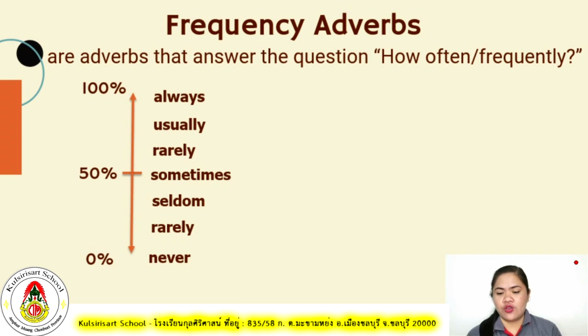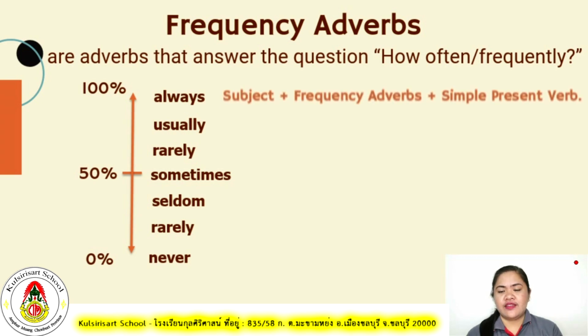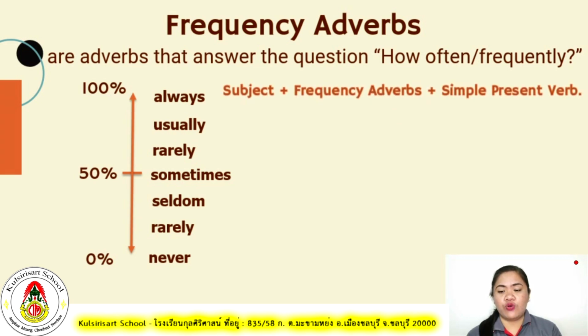So, we'll have the pattern when we use frequency adverbs in the simple present. We will start with the subject, frequency adverb, simple present, and the continuation of your sentence. So, what is the pattern again? First is subject, frequency adverb, simple present verb.